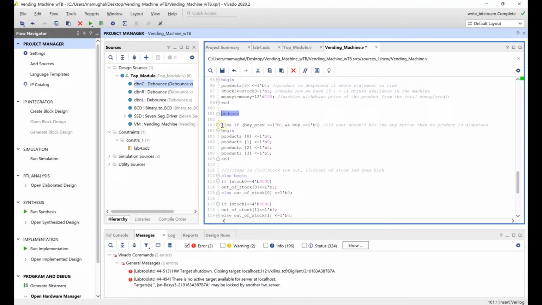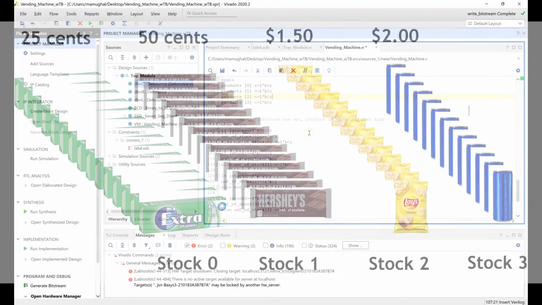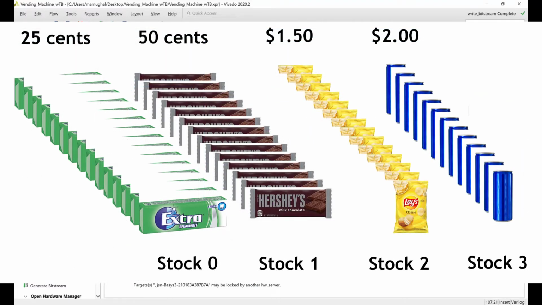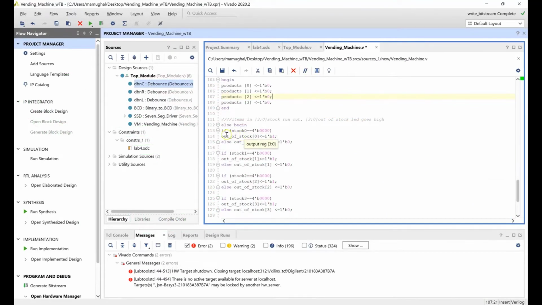And follow it up by end case, else if the previous buy was 1 and buy equals 0. So if the buy button is not pressed, all 4 product LEDs will simply be 0. Now, because we also wanted to keep track of the out of stock, remember each tray will have 15 items of each product. So tray 1 will have gum, tray 2 will have chocolate, tray 3 will have bag of chips, and tray 4 will have drinks, and 15 maximum, right?